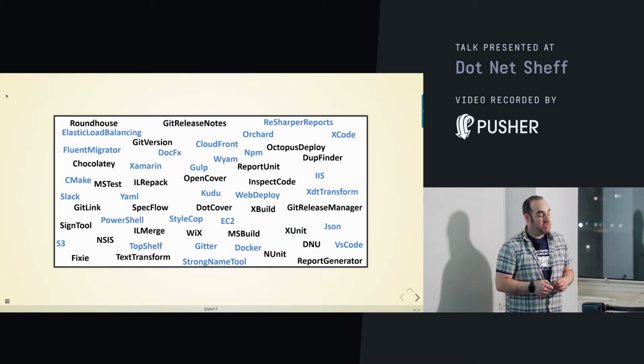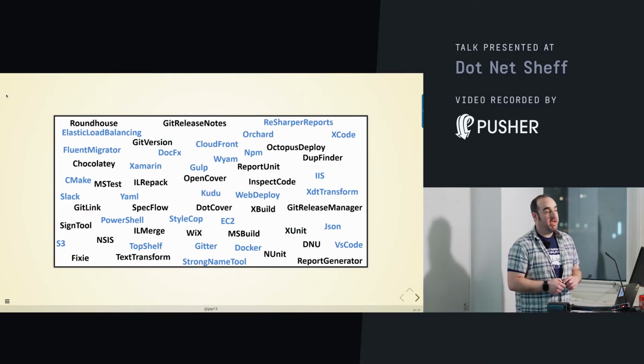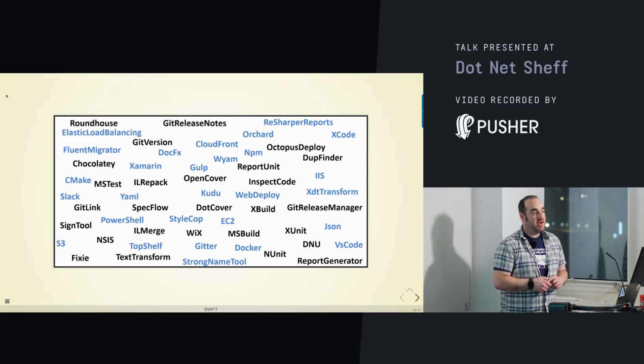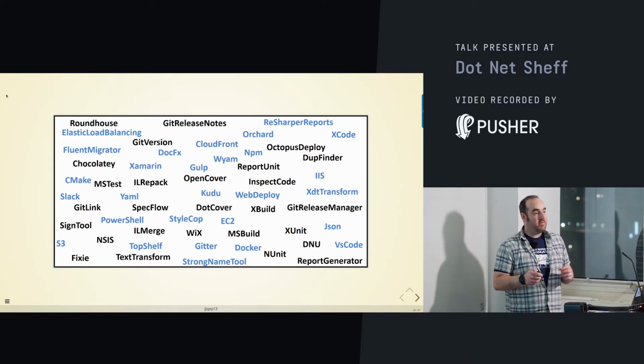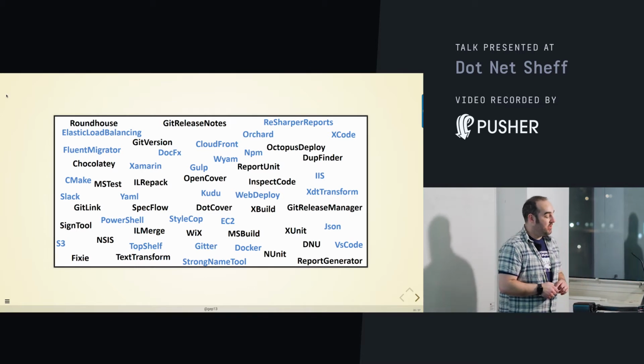There's now over 200 third-party tools for Cake. So pretty much everything's covered now. We get the odd one here and there cropping up, but typically the main ones that you want to run as part of your build are already within Cake.